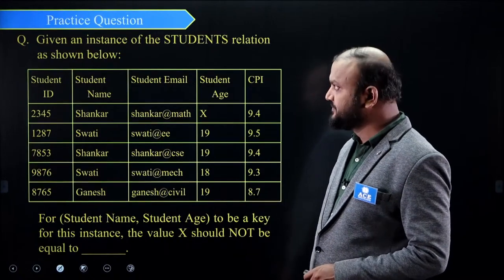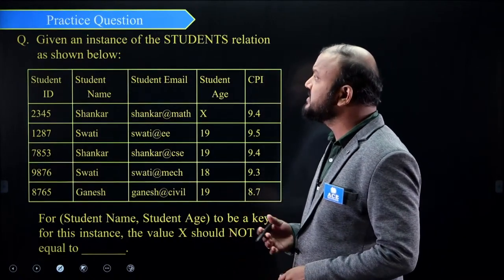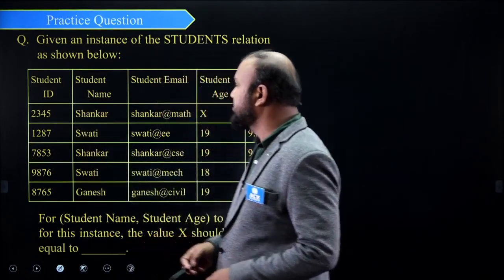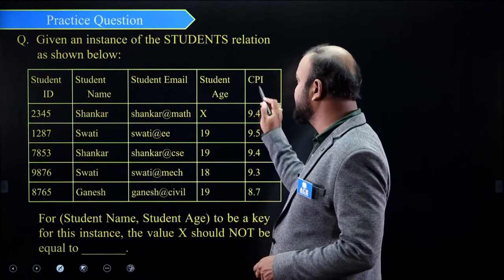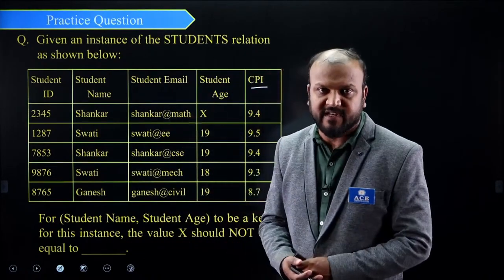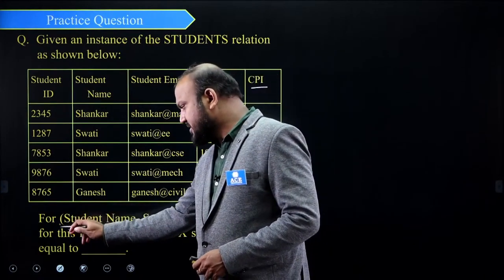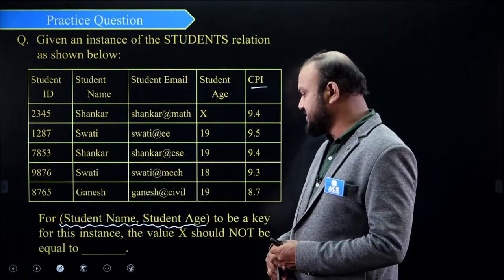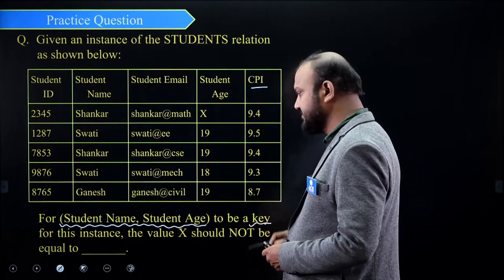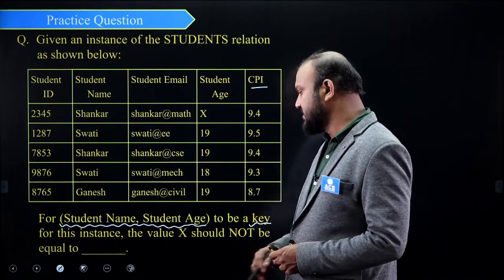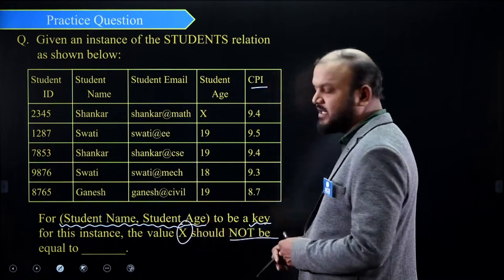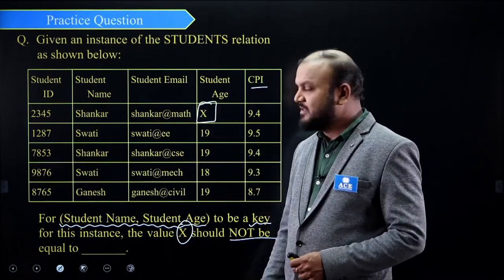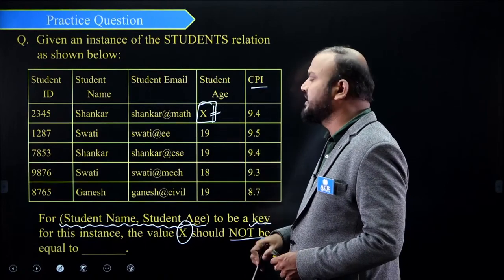Look at this question also. Given an instance of the student's relation as shown below: student ID, student name, student email, student age and CPI. Some table of data is mentioned. Look at the question: for student name comma student age to be a key, for this instance, the value of X should not be equal to what? Here in the table, X is mentioned. The question is that X should not be equal to which value?